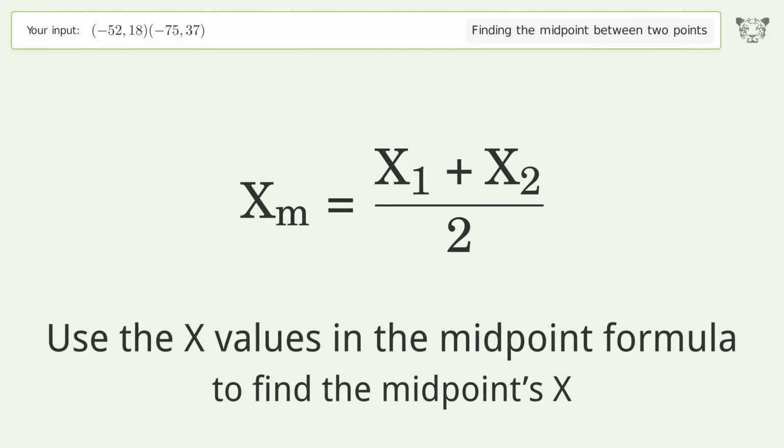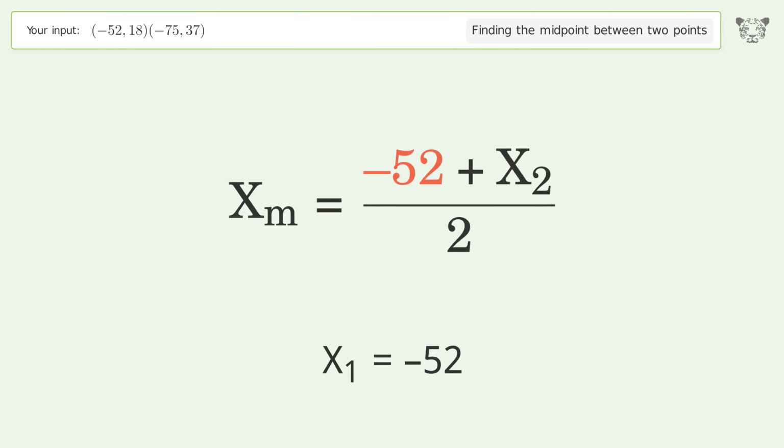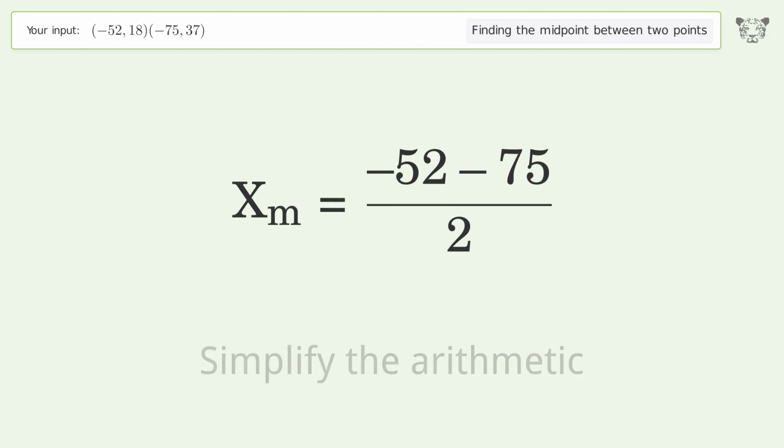Use the x values in the midpoint formula to find the midpoints x. x1 equals negative 52. x2 equals negative 75. Simplify the arithmetic.